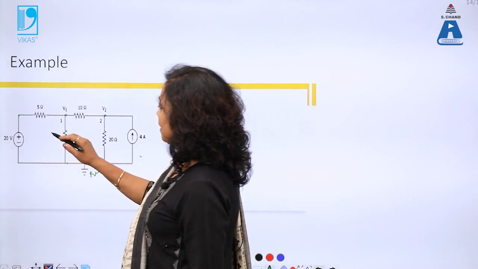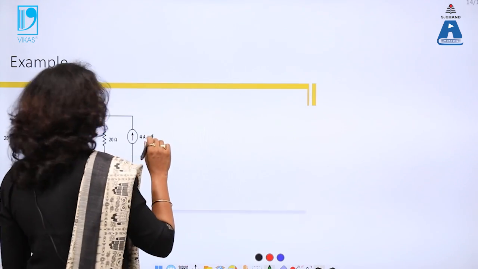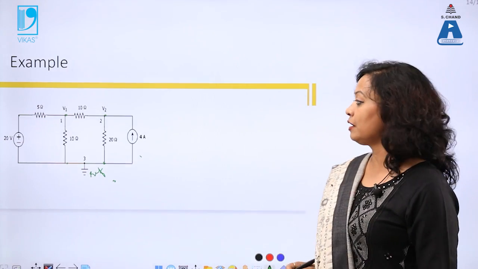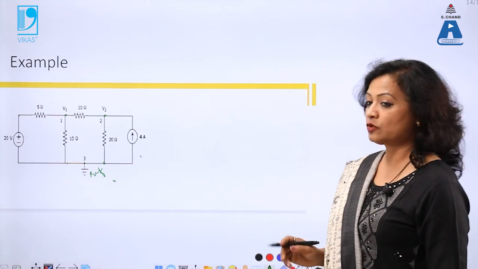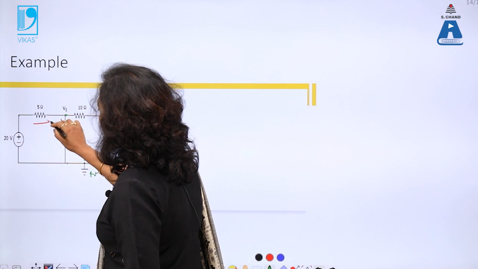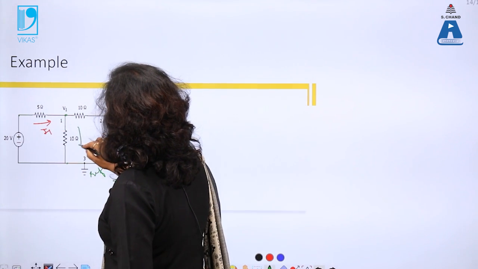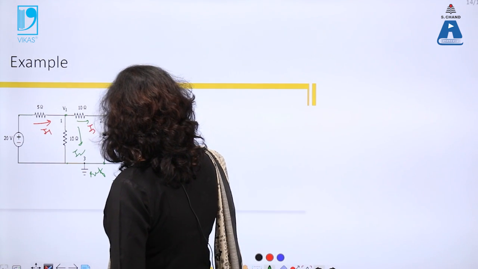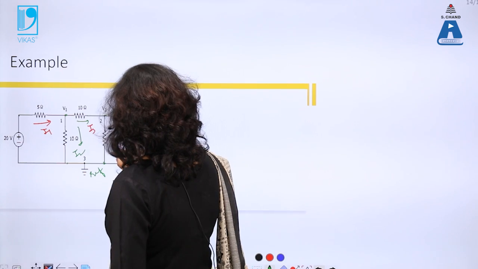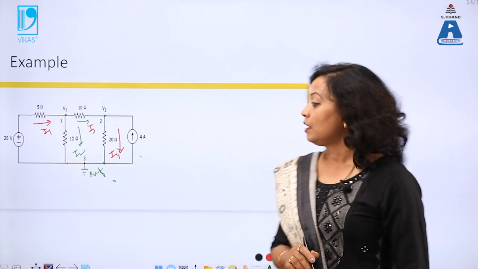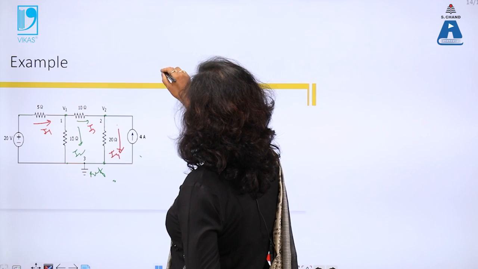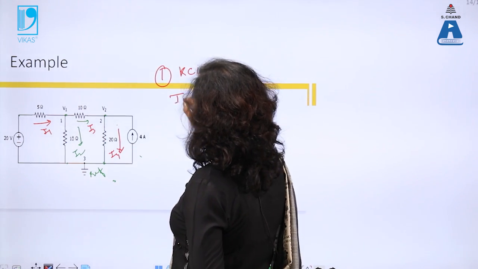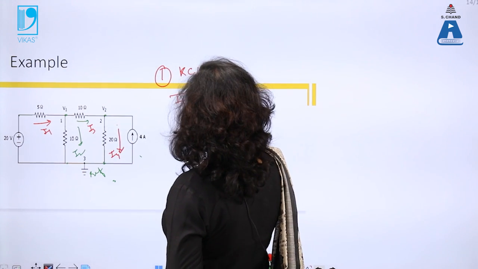So I can directly use the equation. I can assume the current, and again if the current comes out to be negative, my assumption is opposite. So let me assume some current. Let this be I1, then this is I2, then this is I3, and now this is I4. Now apply KCL. So at node 1 KCL, I1 is entering, then I2 and I3 are leaving.